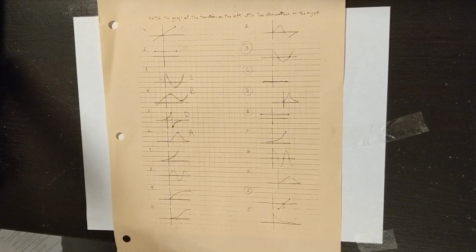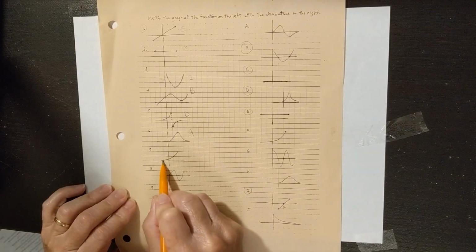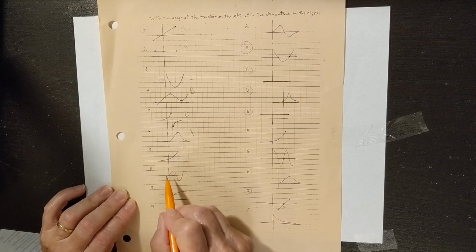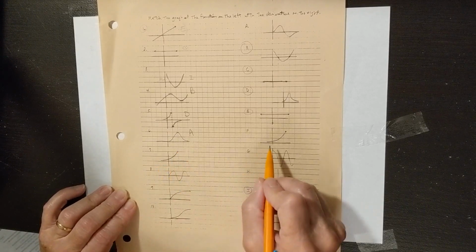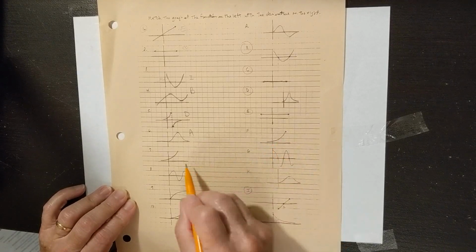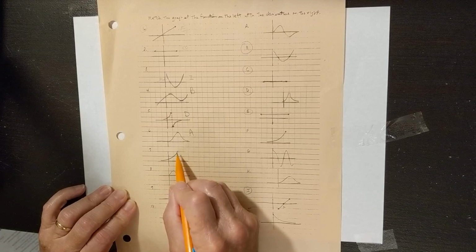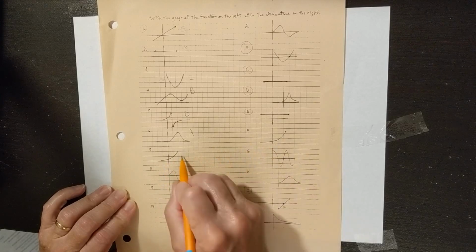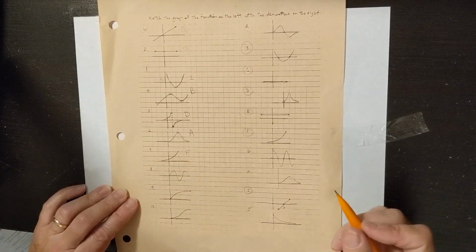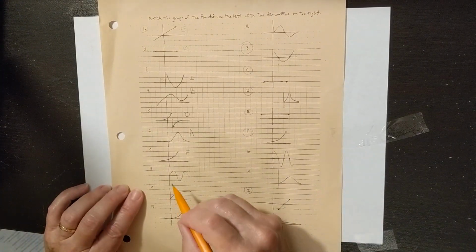Let's look at 7. It starts close to 0, and then it increases, and then it keeps increasing. This particular function, its derivative looks just like the function itself. 7 is going to be F. All right, that leaves number 8.